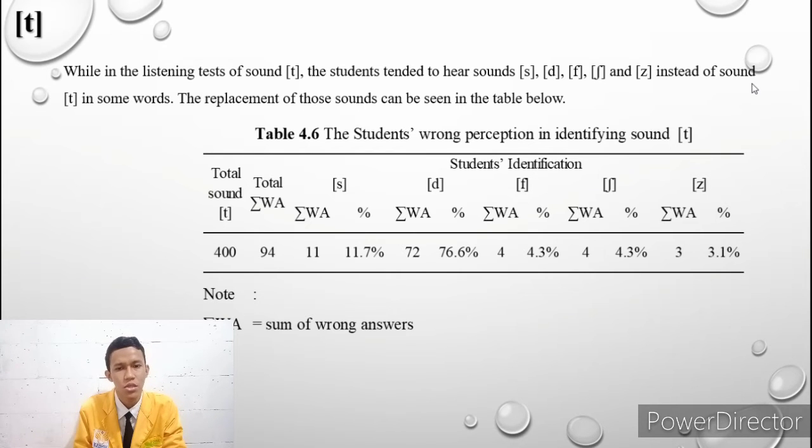The data analysis showed that the students still face difficulties in perceiving English sounds th, th, and t. And then the most problematic obstruction for the sound th was the sound t, while for the next sound th was the sound t, and for the sound t was the sound th.